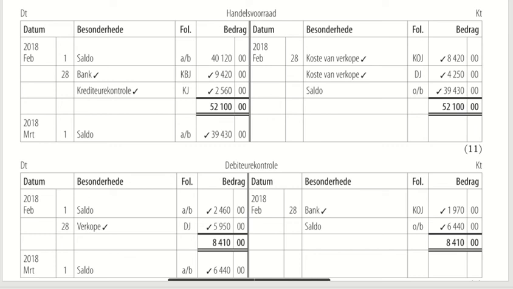Okay, guys, so this is just a little bit of revision before we start next week with the general ledger.